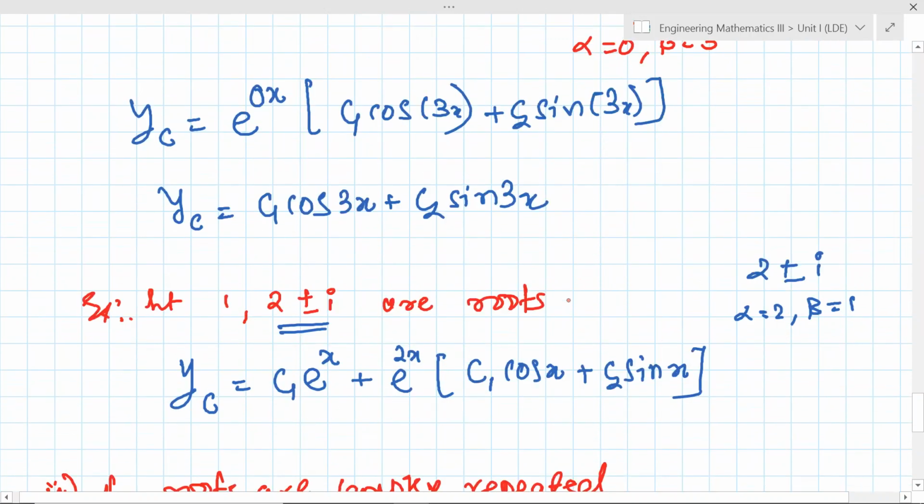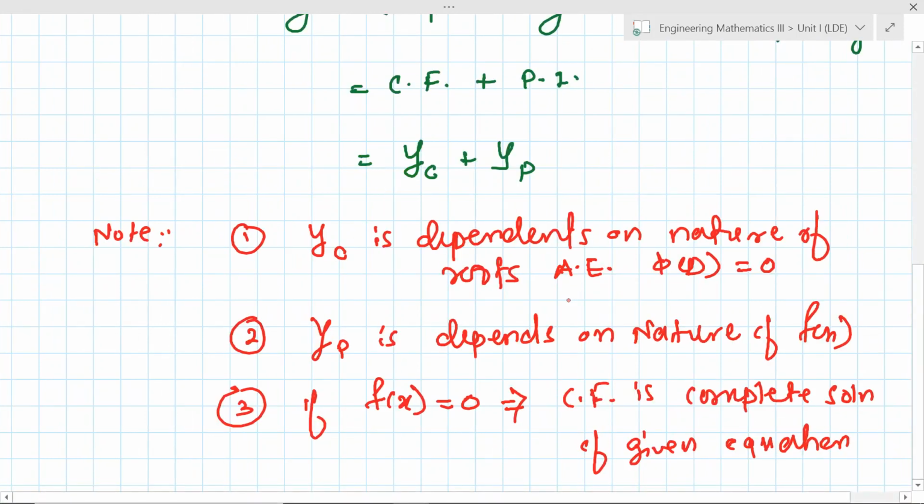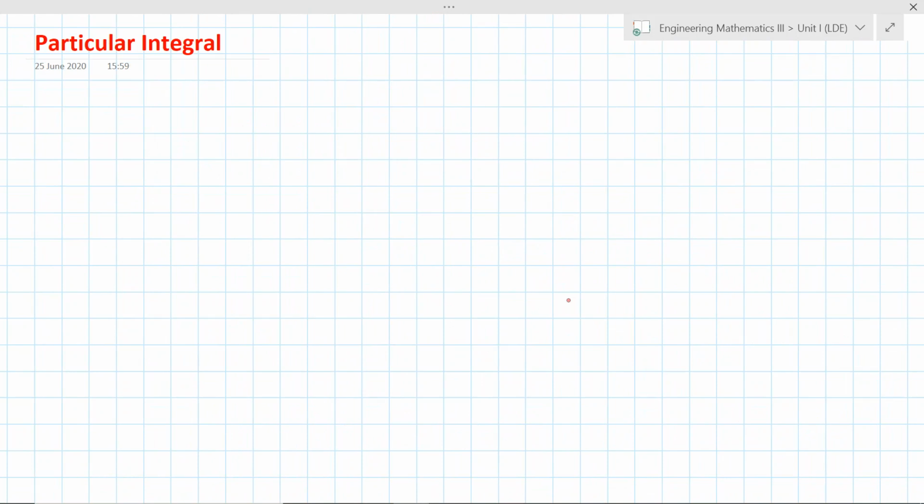Hope you have solved some examples related to this. I have explained some examples, so try to solve more and more examples so that you can understand it in a better way. So today we will discuss what is the particular integral.